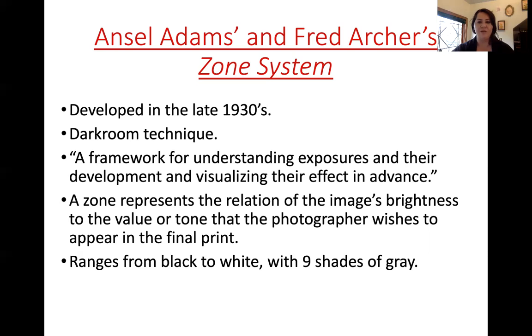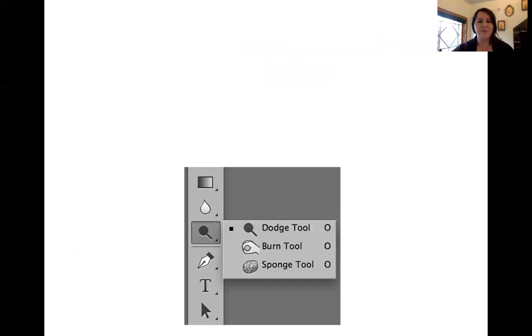And it ranges from black to white with 9 shades of gray. So basically a value scale, right? Our old friend, a value scale from the Elements of Art. And this may look familiar to some of you that do any kind of digital photo editing. This is from Photoshop. They've got what's called a dodge tool and a burn tool down here.